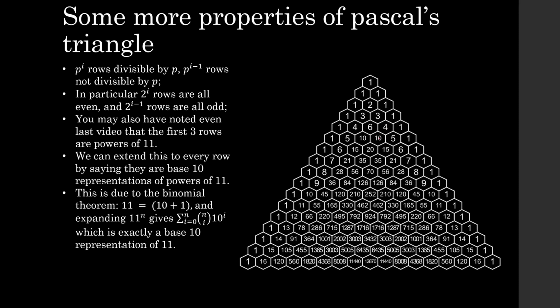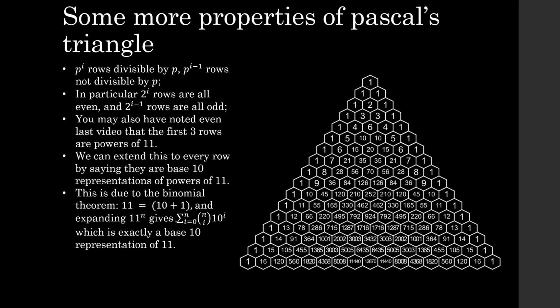And so you can check for this one. If you change this to a reduced base 10 representation, you'll see that this is actually 11 to the 5. This is due to the binomial theorem, because keep in mind that 11 is 10 plus 1, and when I expand 11 to the n, the binomial theorem gives me the sum from i equals 0 to n of n choose i times 10 to the i, right?